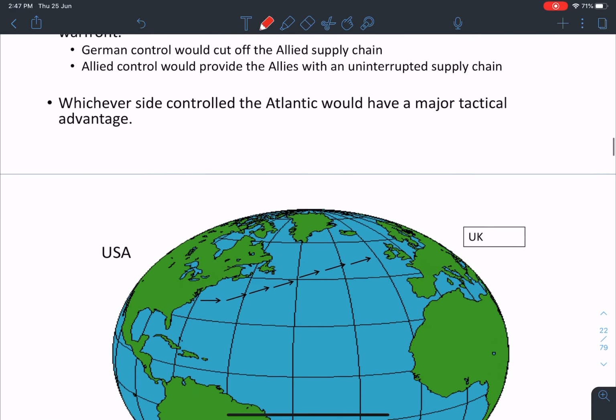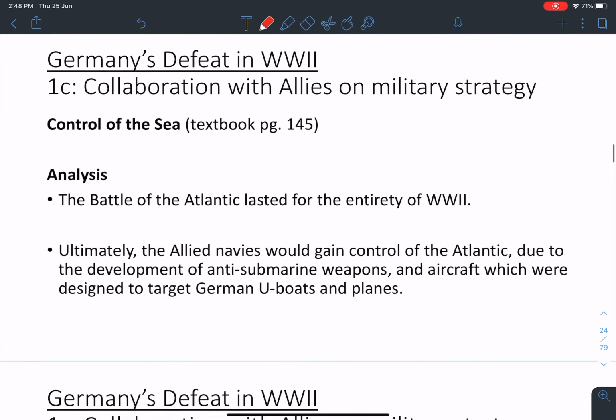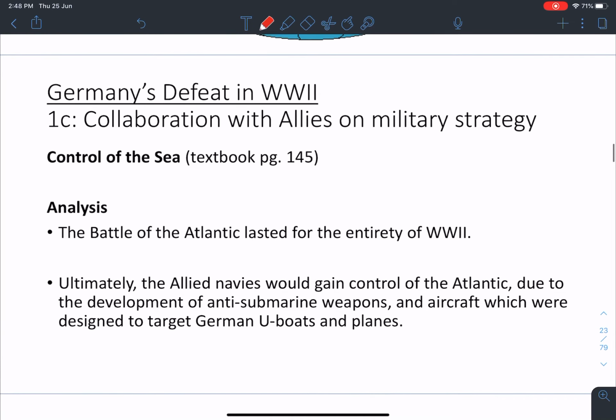Okay? This is what I mean. This here is the Atlantic Ocean, and this is New York. This is the UK, right? So essentially, this is my supply chain. Whoever maintains it has the logistical advantage. Okay. What you can say is that ultimately, here's the final point: the Allies would win the War of the Atlantic.